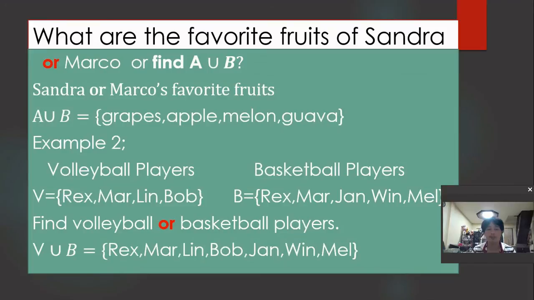So therefore, to find or answer the union of sets, all we have to do is write down all of the elements of the sets, but do not write them repeatedly. Okay, do you understand? Now let's proceed to the next.